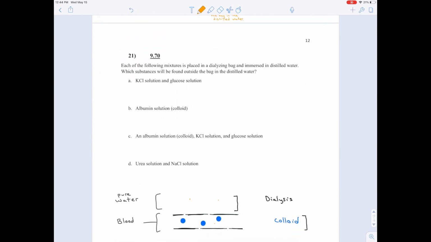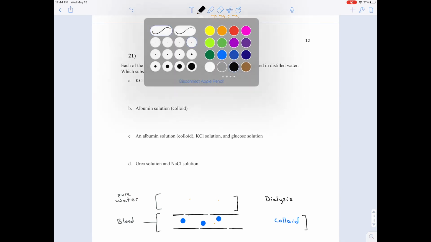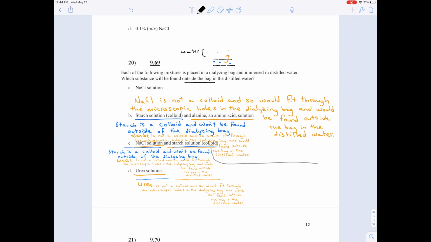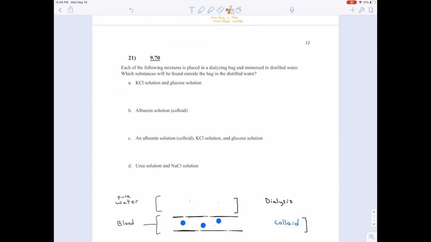Okay, 21, similar thing. It says each of the following mixtures is placed in a dialyzing bag like we saw before, and so that would be just like this here. Placed in a dialyzing bag and immersed in distilled water. Which substances will be found outside the bag? Anything that's not a colloid and so small enough to fit through the microscopic holes in the dialysis bag. So they give us KCl and glucose solution, and notice that they do not list those as colloids.